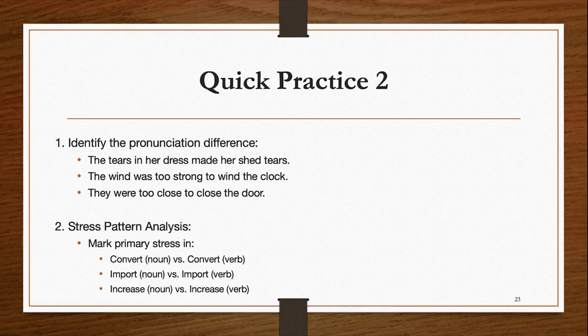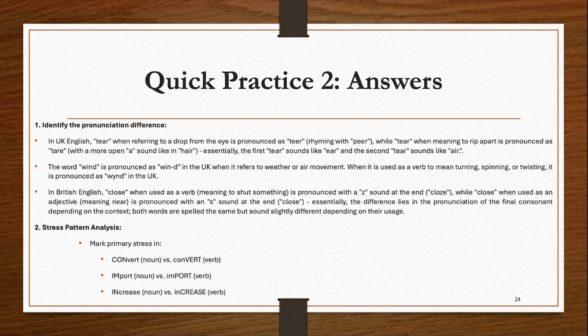It's increase as a noun. As a verb, it's increase. Now that's the difference. The same is written here. If you see the pattern here, in UK English, tear when referring to a drop from the eye is pronounced as tear, rhyming with pear, while tear when meaning to rip apart is pronounced as tear, with a more open A sound like in here. Essentially, the first tear sounds like ear and the second tear sounds like air.